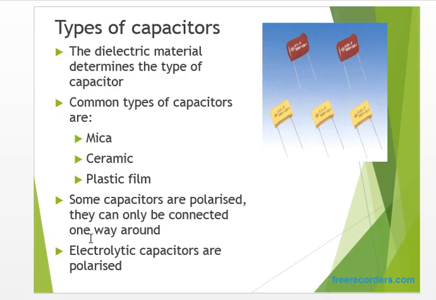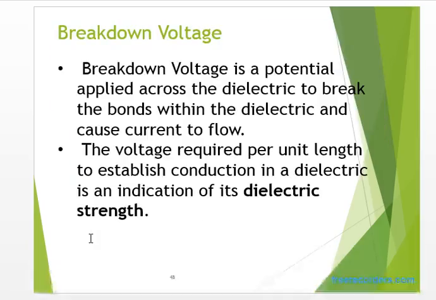What are different types of capacitor? It all depends on the dielectric material. They can be mica capacitor, ceramic capacitor, plastic film, or it can be electrolytic capacitor. Electrolytic capacitor or polarized capacitor.